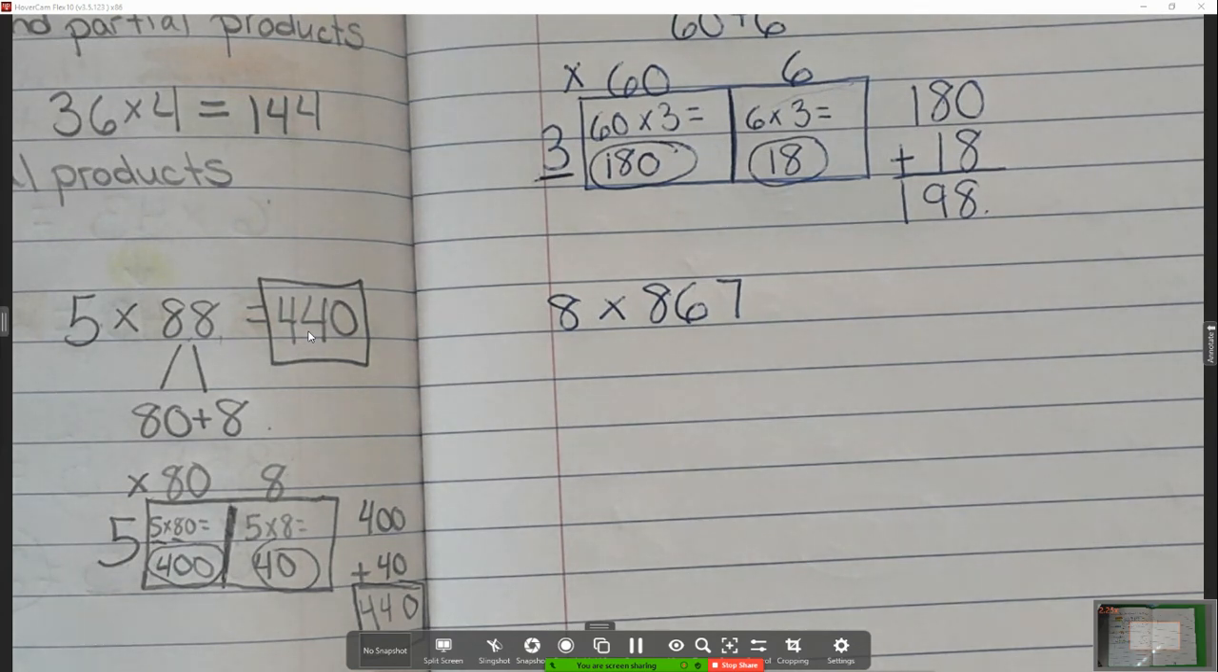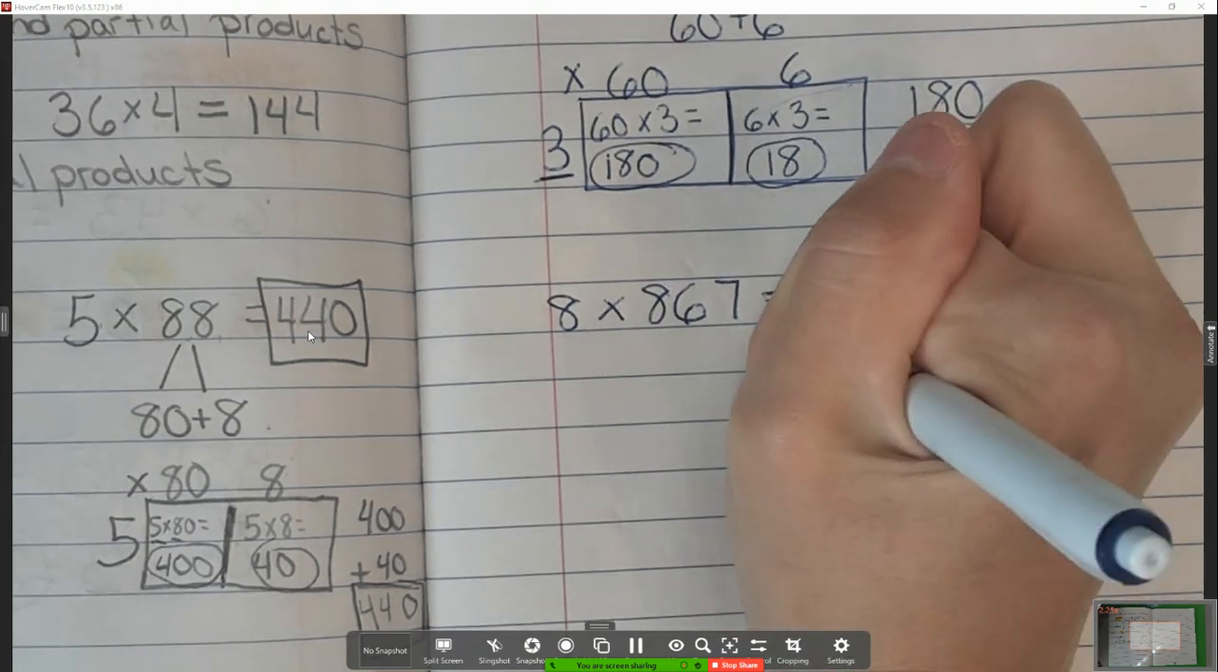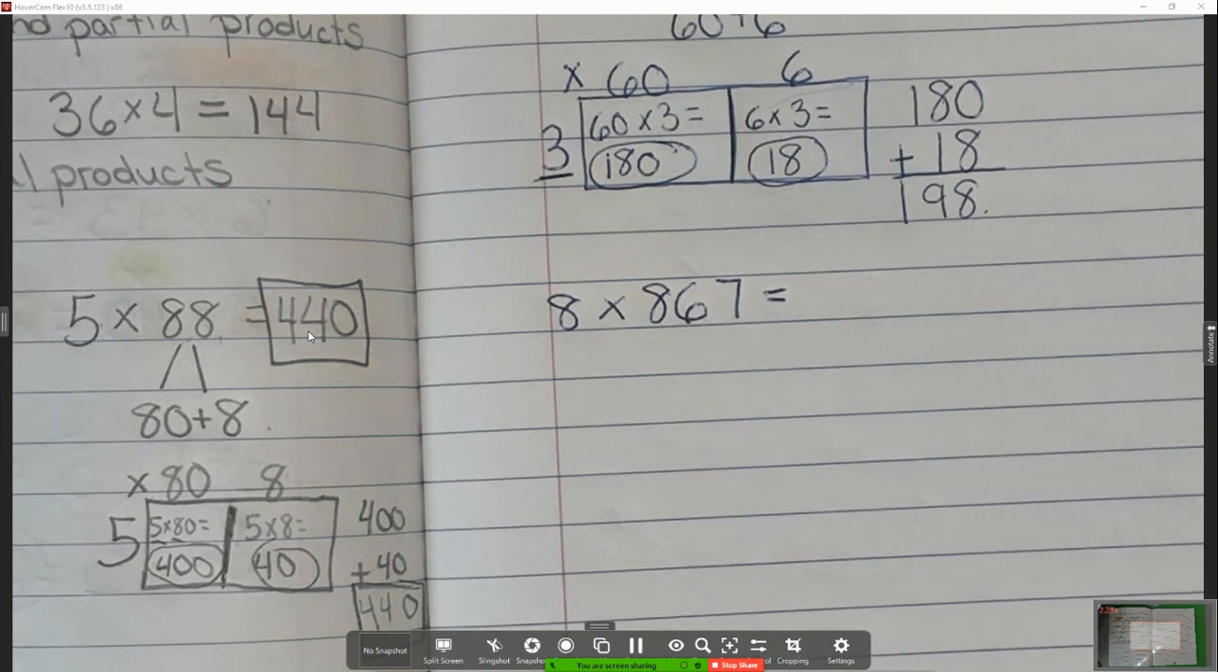So our equation, don't forget the equal sign, is 8 times 867. Oh my goodness! We have a 3-digit by a 1-digit. Can we still do the same area model? We can, right? Even though we have 3 digits now instead of 2 digits, we can still use the area model.